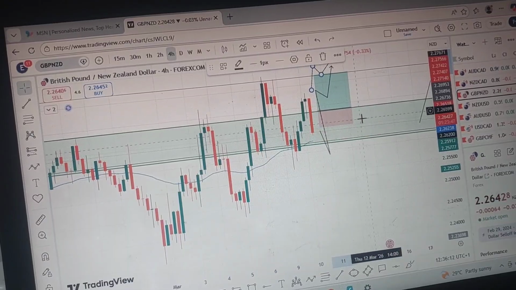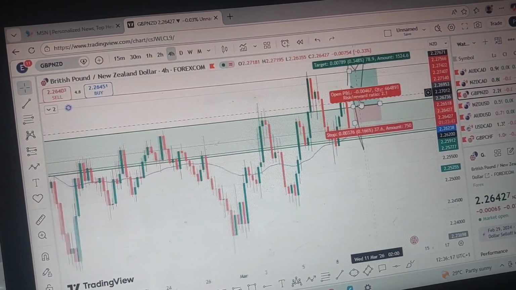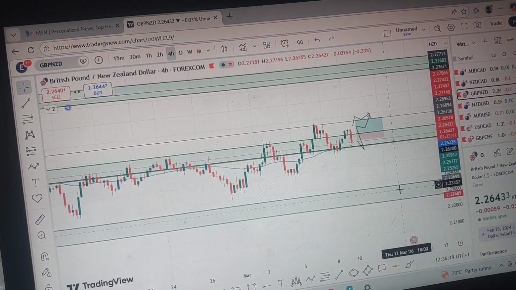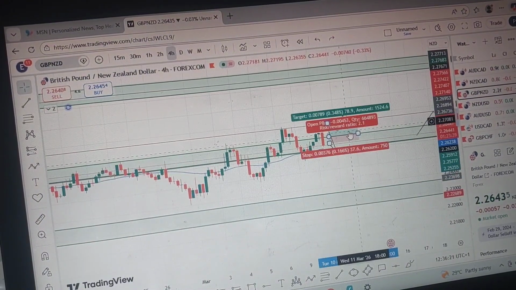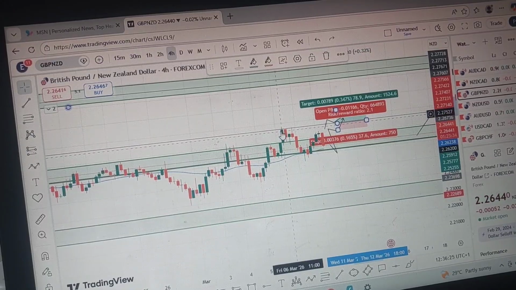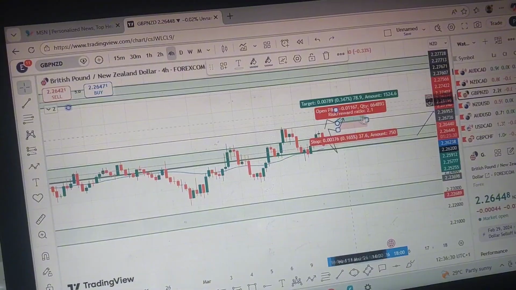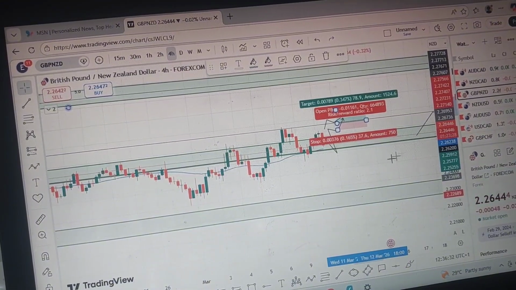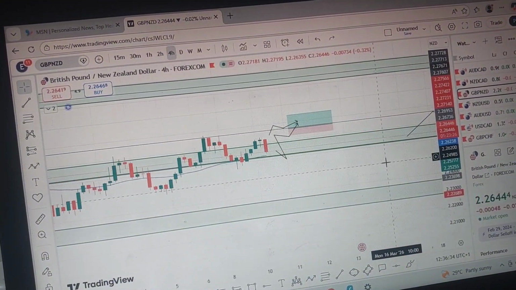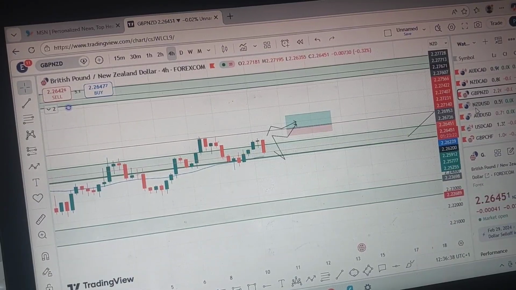That's what I'm expecting in GBP NZD. Are you getting me, guys? That's what I'm expecting. I take the trade from here, waiting for the breakout of this higher, lower high, shifted bullish, then I take the trade to the upside. My chart is choppy.